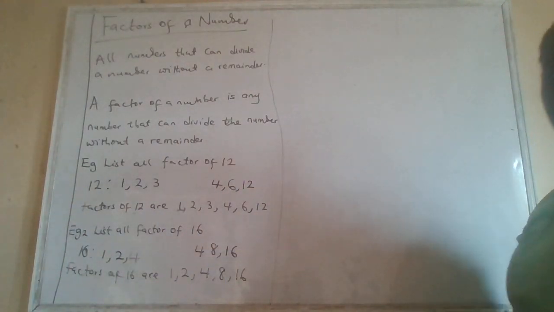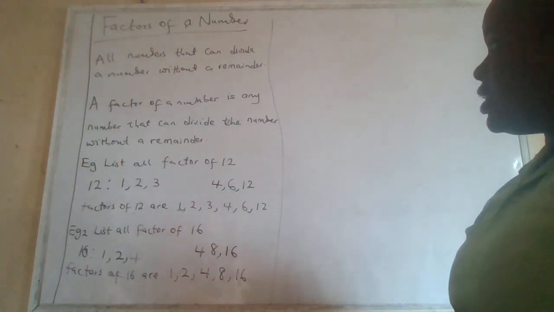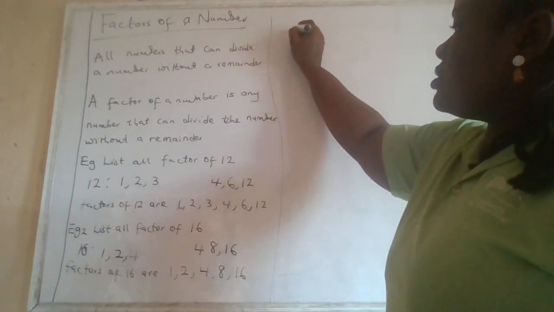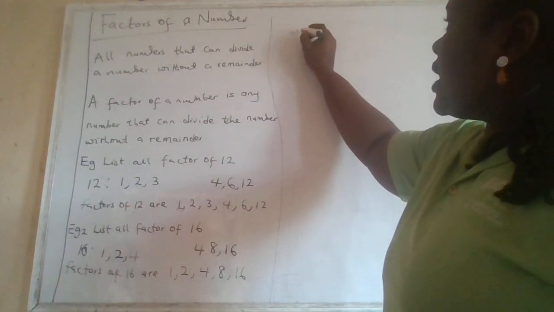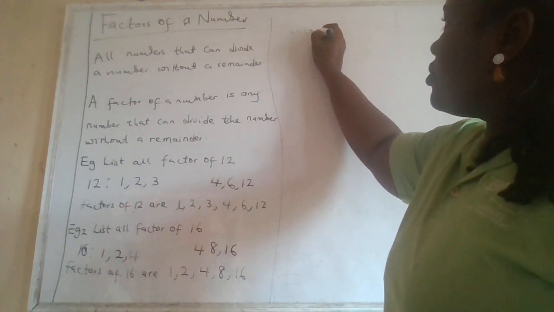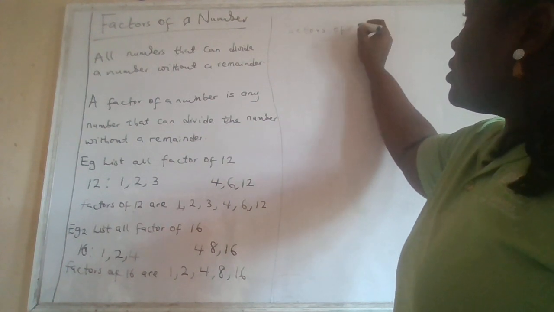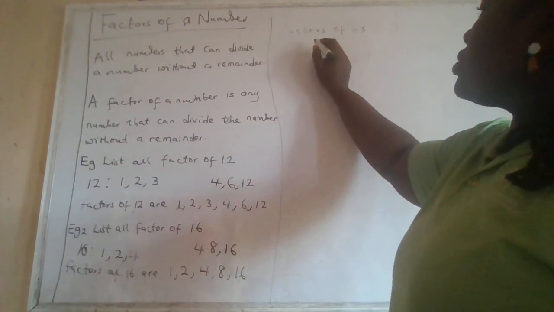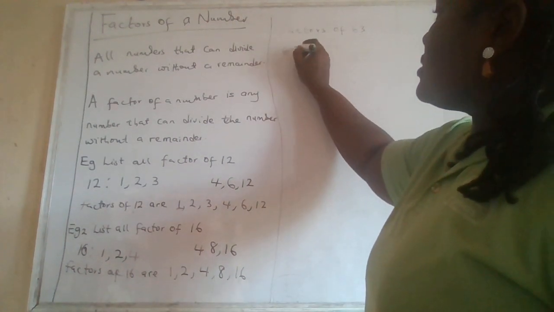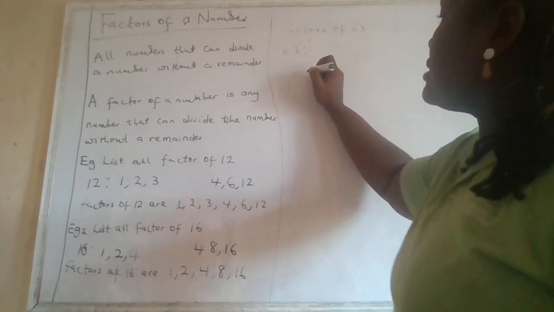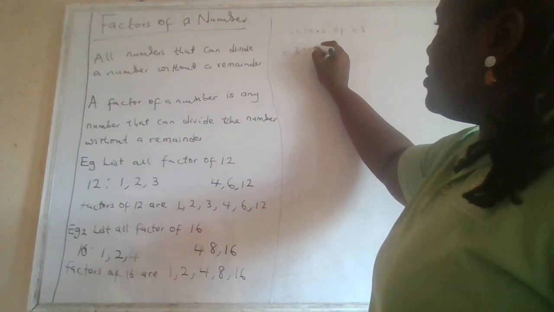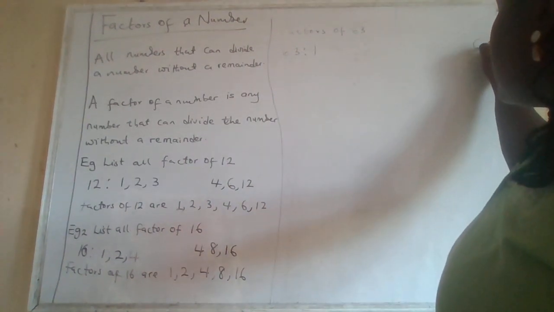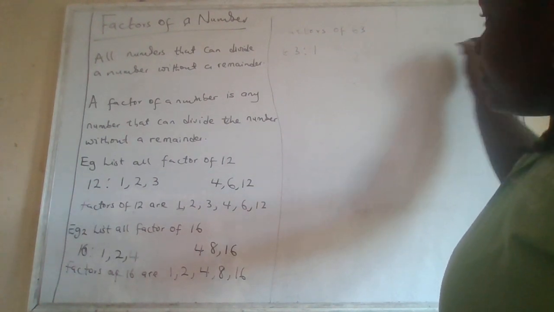Let's take our last example. Find factors of, let's say, 63. Interesting. So to do this, we have 63. Let's list them. We start with the universal factor 1. 1 divided 63 will give us 63. I write it somewhere.